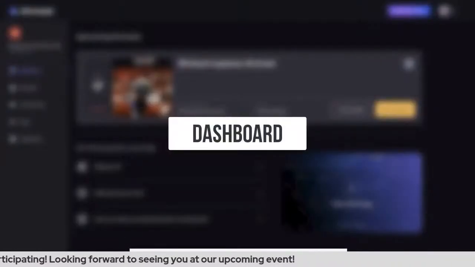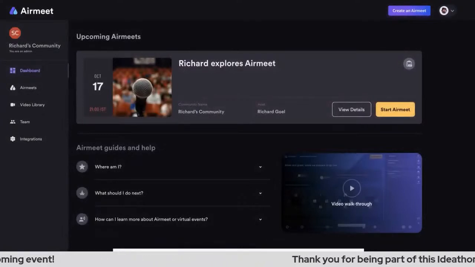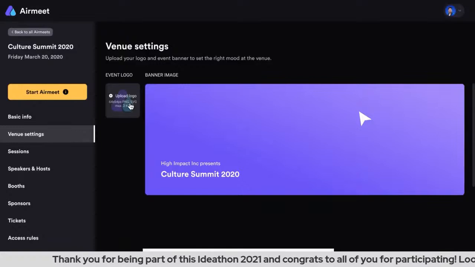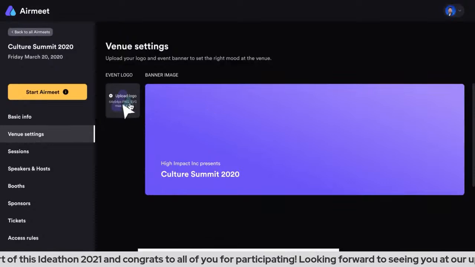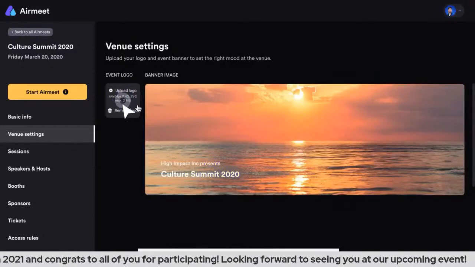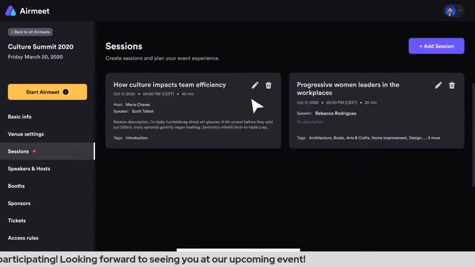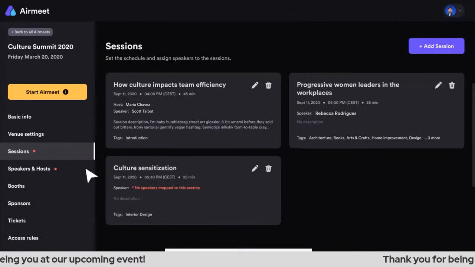highly customized event experience. The dashboard is the place where you can get a comprehensive overview of your event and also get to modify the event details according to your requirements. In the Venue Settings tab, you can upload the event logo and a welcome banner. You can also include your featured sponsor to the banner. In the Sessions tab, you can add multiple sessions and edit the session details as per your event.